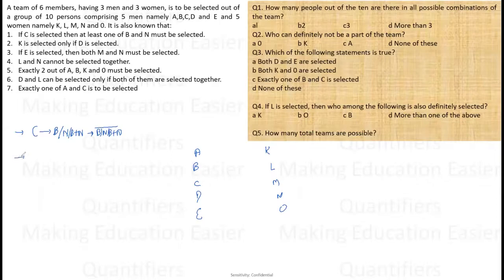K is selected only if D is selected. Now again that if statement, that K is selected only if D is selected. So D is that condition which will make K eligible. Right? K cannot go without D, but that does not mean that D cannot go alone. D alone can also go.